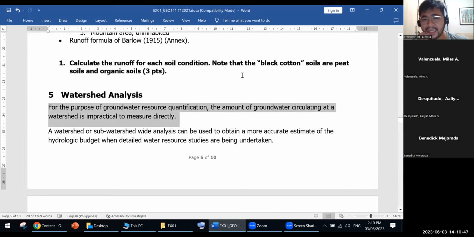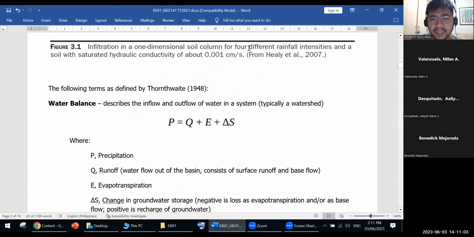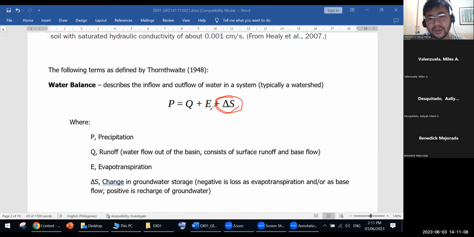And yun nga, mahirap malaman yung actual recharge, pero madaling malaman yung ibang processes, no, na nakalink sa groundwater recharge. So by the process of elimination, ito mahirap to malaman, tong changes in groundwater. Pero yung precipitation, madaling malaman yan. No? You can just get precipitation data from rain gauges, from PAGASA, or from agricultural colleges. It's very easy to monitor and measure. Runoff is also easy to monitor and measure. You can put flow gauges in rivers, flood gauges. Or you can just use Barlow's equation to estimate the runoff.